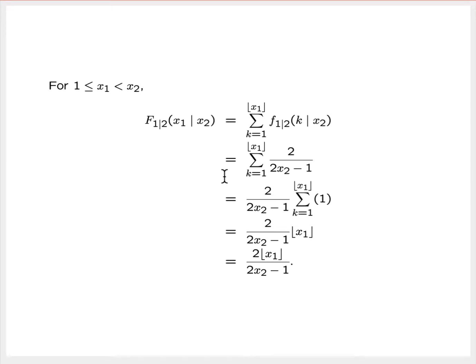Now, based on the expression for the PMF, because x1 is strictly less than x2, the conditional PMF evaluates to 2 over 2 times x2 minus 1. Since this does not depend on k, we can pull it out front. And after a simplification, this turns out to be 2 times the greatest integer that is less than or equal to the argument, x1, over 2 times x2 minus 1.